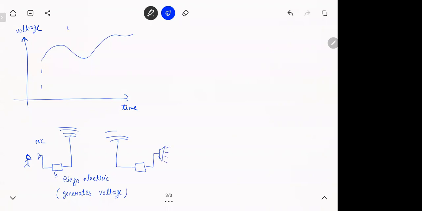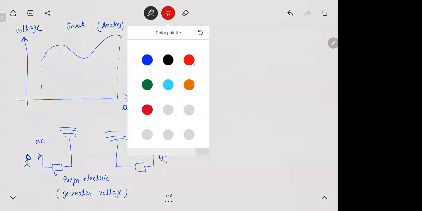Got it? So this is your input voice. This is called analog. Basically, the whole signal is there. When you're speaking, it is basically an analog thing. Now what happens? You're trying to send this signal to another person and you want them to hear it. Fine, no problem, great. But there is a catch.